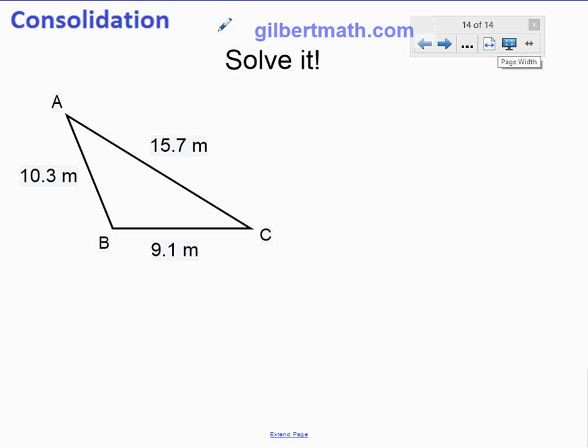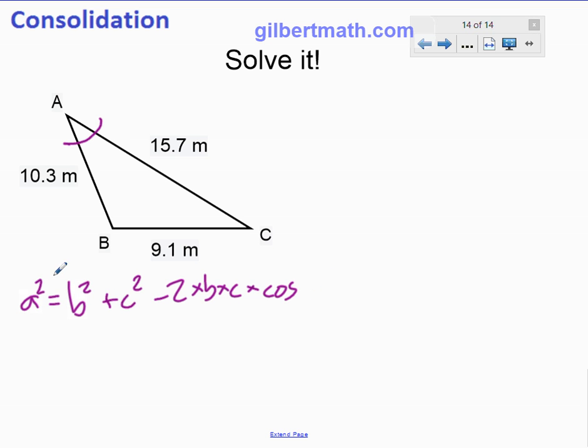So what that means is I'm going to have to use the cosine law. Now the trick with this is that the cosine law is set up to solve for a side, so I'm going to have to rearrange it in order to find an angle. I'm just going to pick angle A at random. So I'm going to find angle A. That means the cosine law looks like this: a squared equals b squared plus c squared minus 2 times b times c times cos. And remember, the angle here goes with the side here.